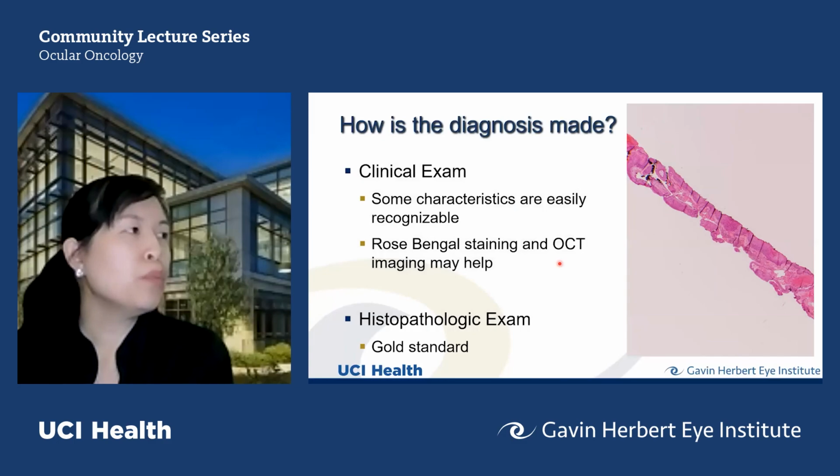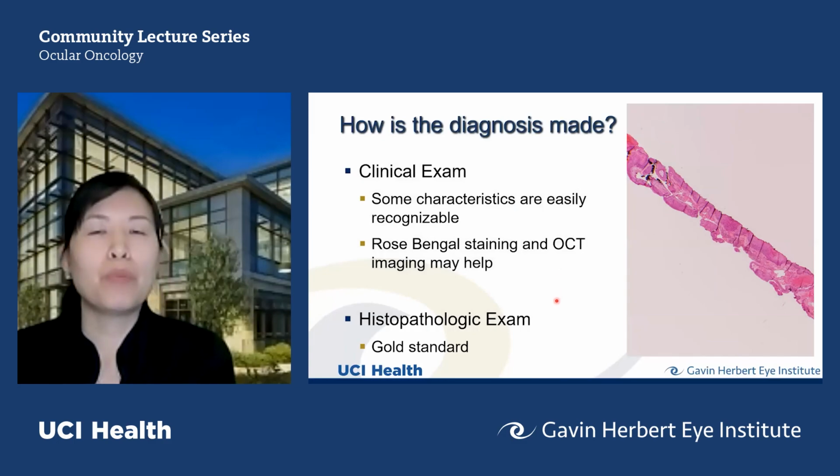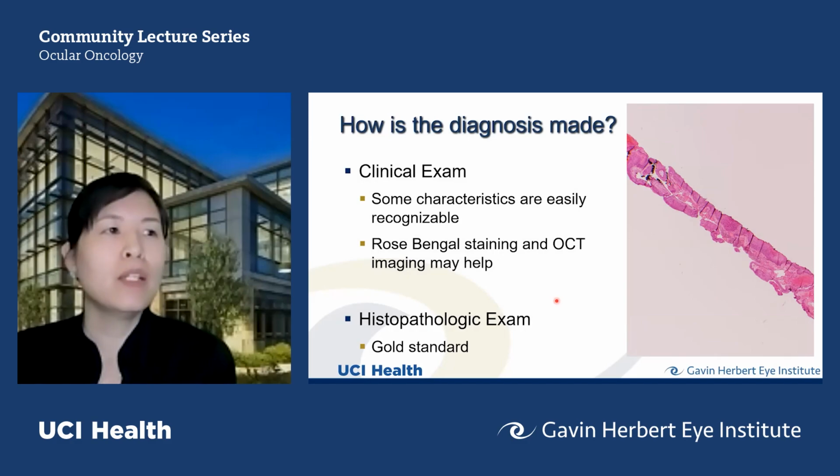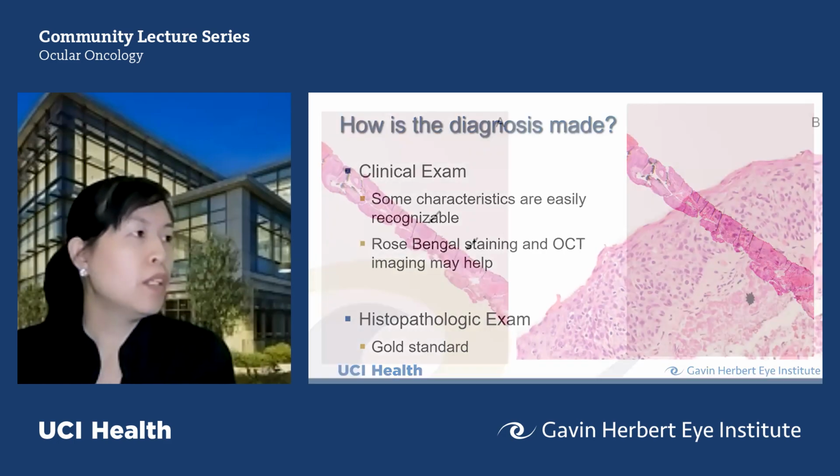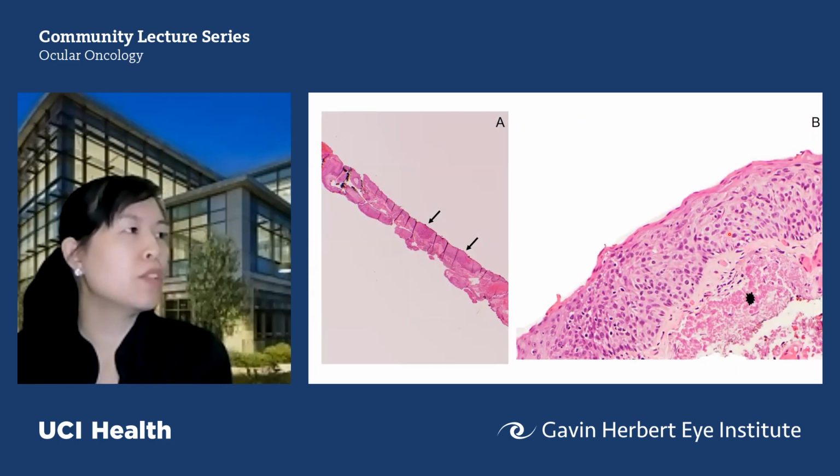So when we are worried and we're not sure if it's a malignant tumor, or we want to confirm that it's malignant, or we're not sure what it is, we want to get tissue so that we can send it to our pathologist. And that's the gold standard to confirm these diagnoses. So you want to take a biopsy, and then you can look at it under the microscope, and under high magnification, you can see the malignant cells.